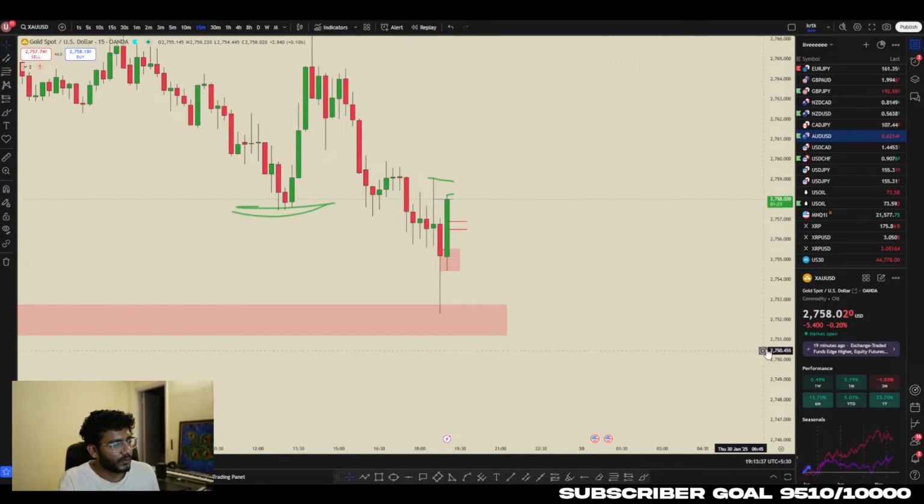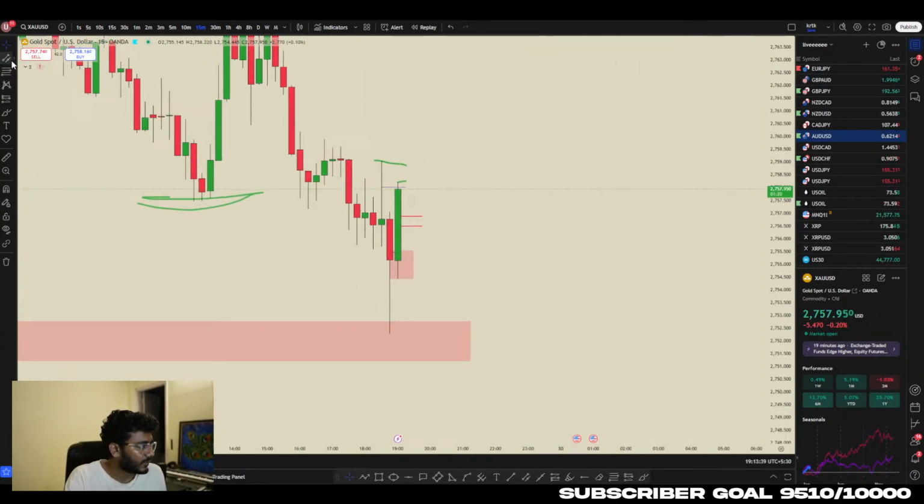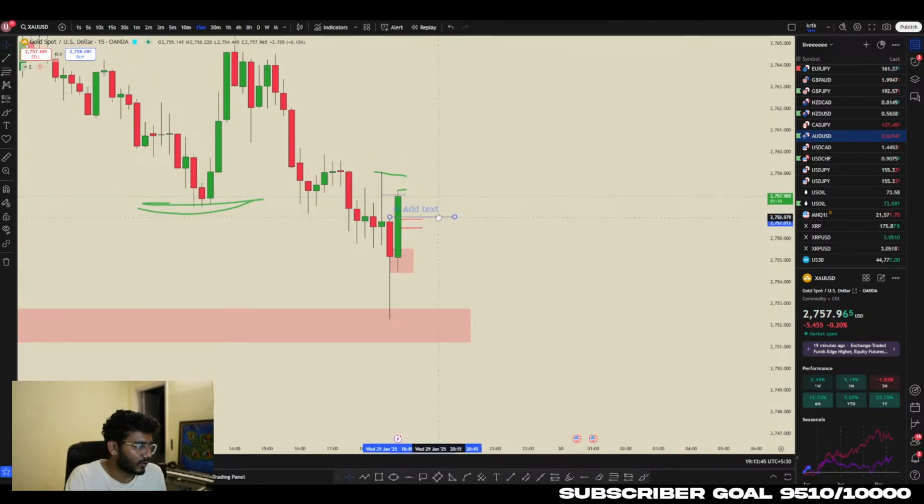On 15 minutes also, on 50 minutes, we can see if this structure breaks to the upside, then probably price will create this 50-minute order block. So it can tap this area and continue.